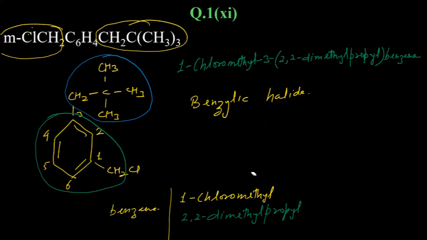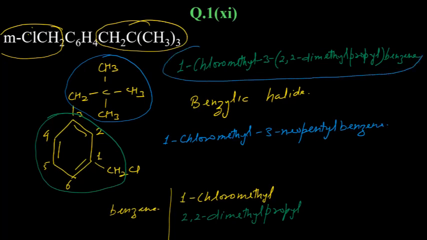So another acceptable answer in this case could have been on one you have chloromethyl, then on third carbon you have neopentyl and then benzene. But I would suggest that you use pure IUPAC naming convention. Unless you are not able to get the pure IUPAC name, don't go for the acceptable.